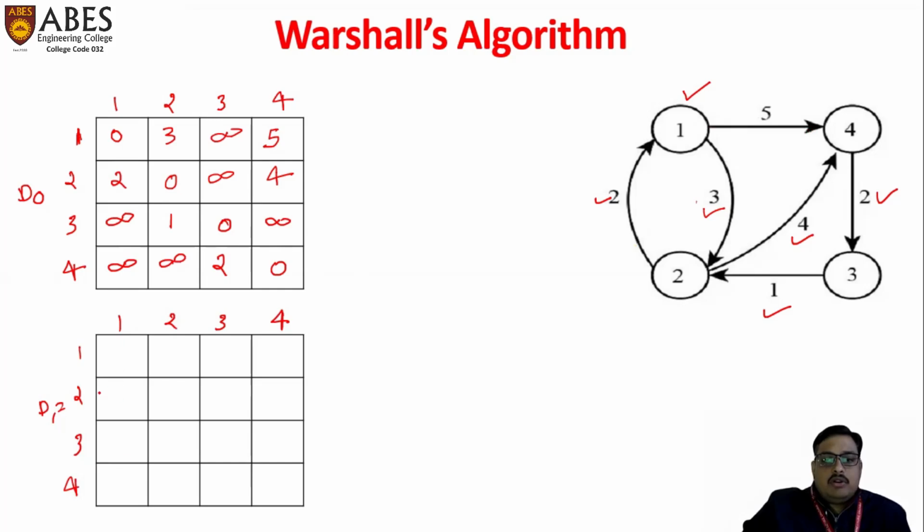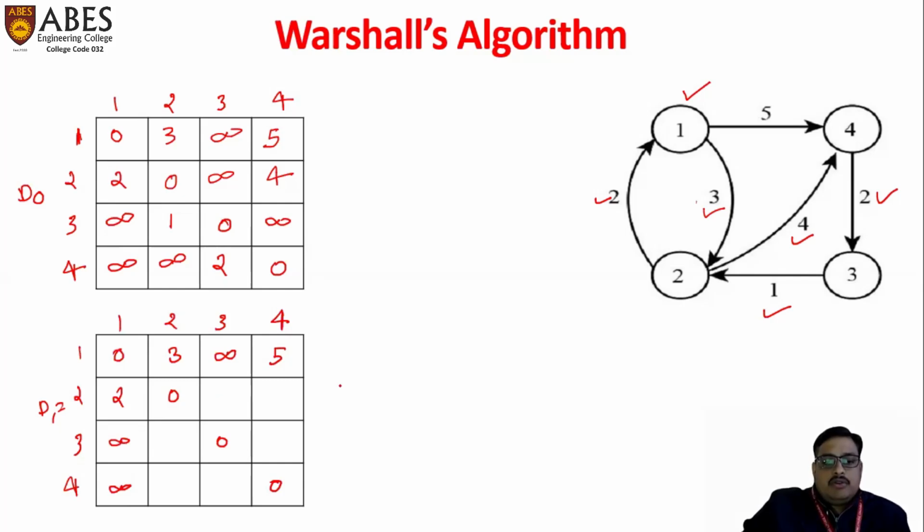So for 1 to 1, we are just copying the whole first row and first column. There will be no change. So we'll just copy these values from D0: 0, infinity, and infinity, and here 3, infinity and 5. Now the diagonals we fill up as 0, 0, 0.